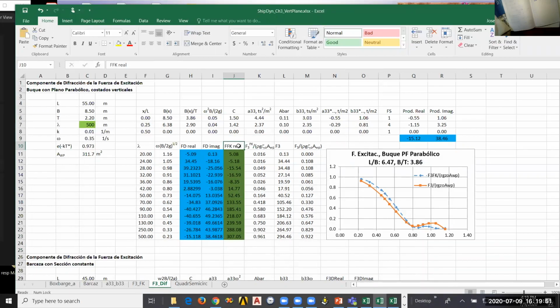And then this is the Froude-Krylov. Remember that this depends mostly on the beam. This combines with that, and I have this, which is the real part. This is the imaginary part. And then I can calculate this one, and I can divide it by this term here to make it non-dimensional. This is what I obtain. So this is the process that we have to do.